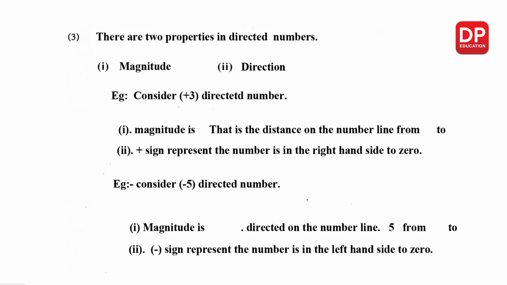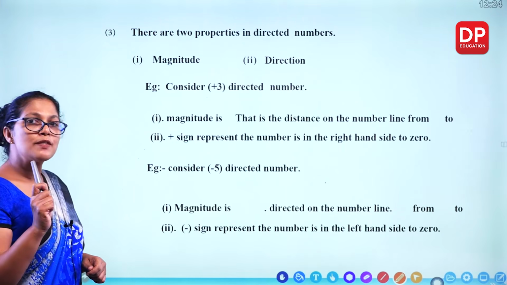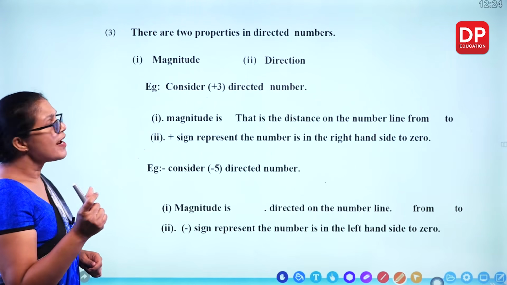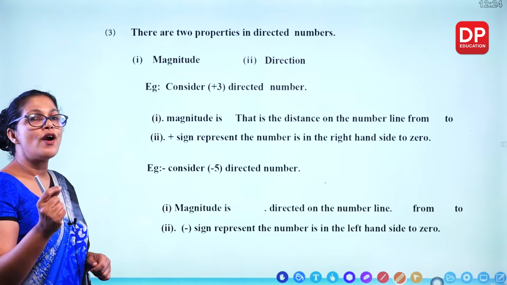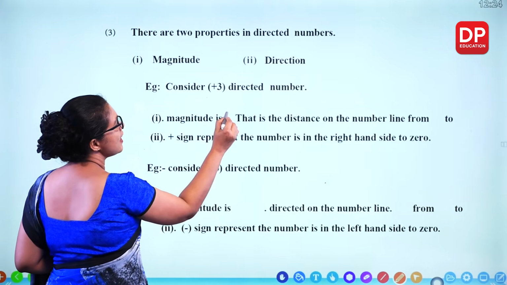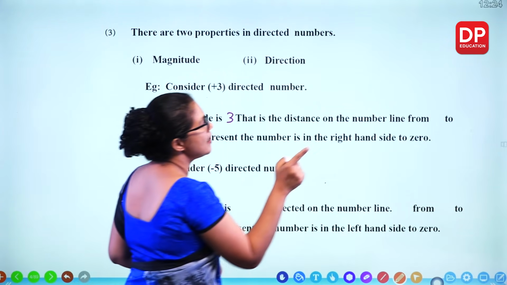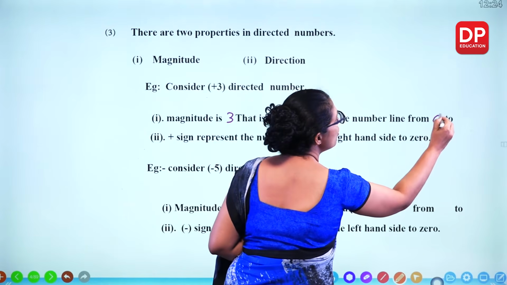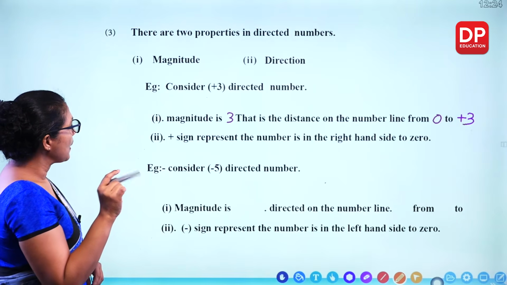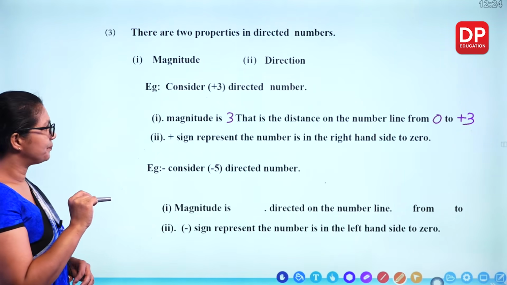Now what are the properties of directed numbers? Magnitude and the direction. So what is magnitude? It means the size of the directed number, just the number. Direction means whether it's positive or negative. So consider plus 3. What's the magnitude there? You take only the number, 3. That is the distance on the number line from 0 to plus 3. This is towards the right hand side. The plus sign represents that the number is on the right hand side of 0.